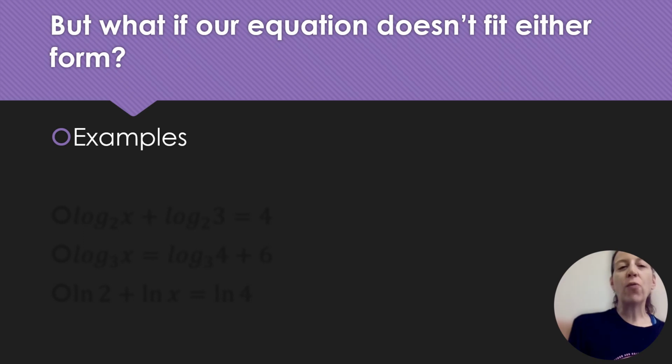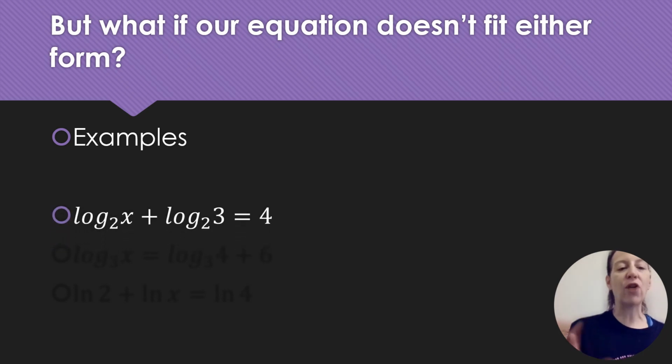But what if our equation doesn't fit either form? What if our equation isn't one log on one side of the equal sign all by itself, and it's not 2 logs that are isolated, okay? Now what do we do? So let's take a look at some examples.